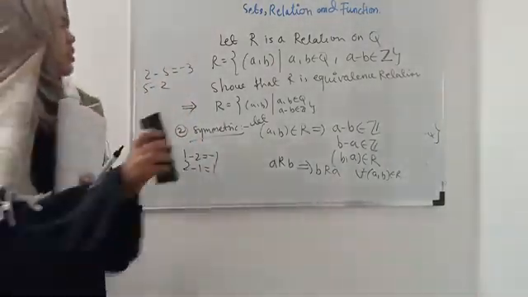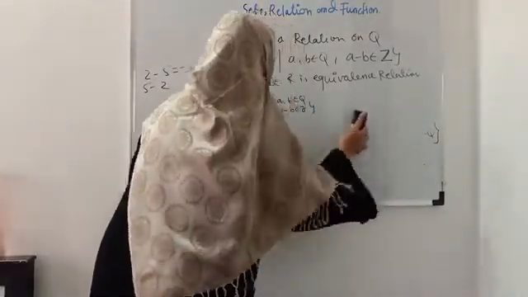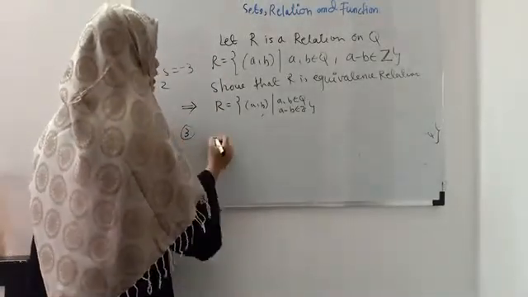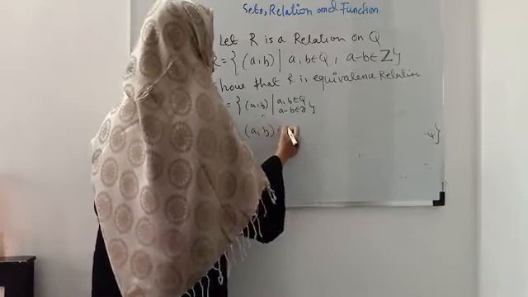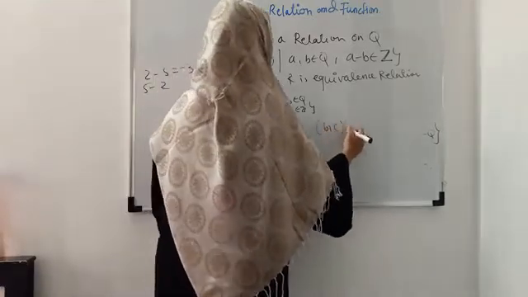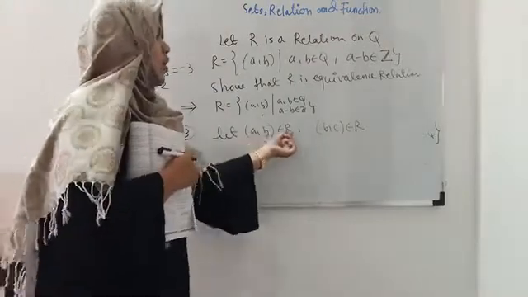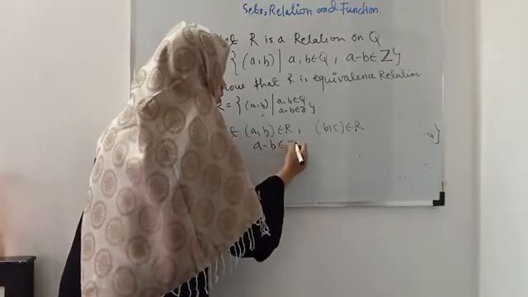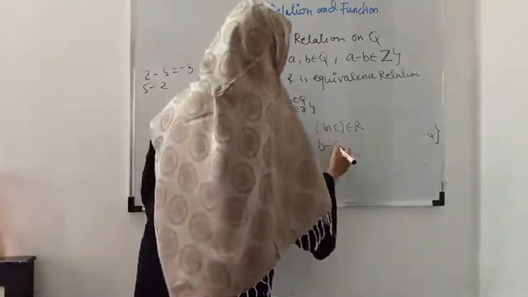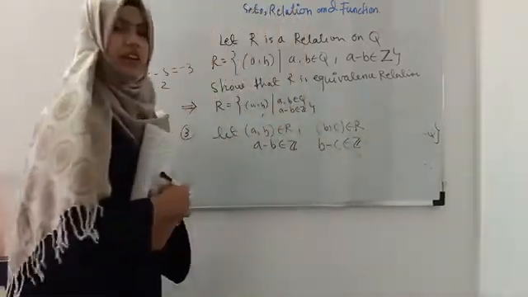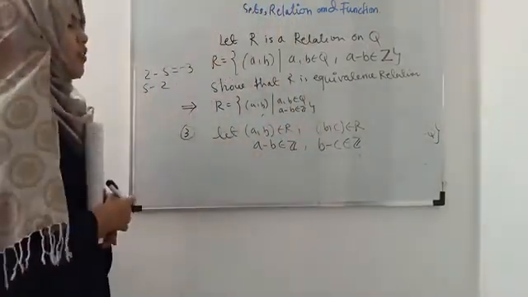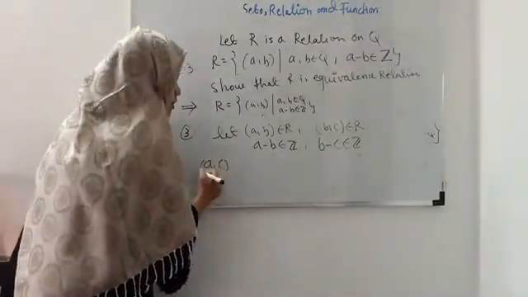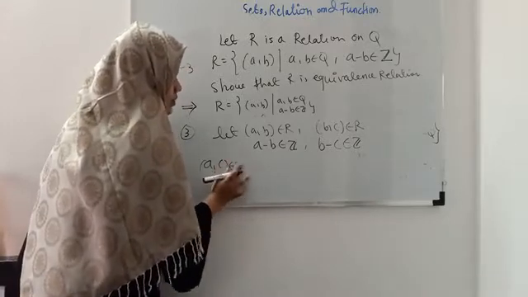Now we will check for transitive. For the third condition, transitive, let (a, b) belong to R and (b, c) belong to R, and we have to show (a, c) also belongs to R. So for (a, b) belonging to R, a minus b belongs to Z, and b minus c also belongs to Z, from the given condition of the relation. Now we have to show that (a, c) also belongs to R.